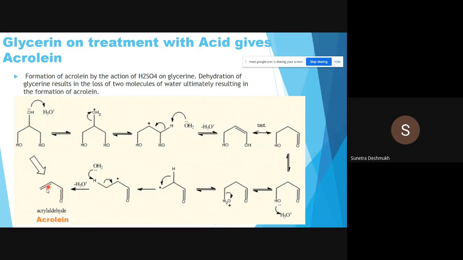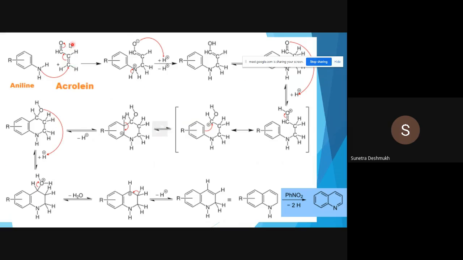Now we are going to utilize this acrylaldehyde to react with the aniline. Here I have taken acrolein, an alpha, beta unsaturated carbonyl, an alpha, beta unsaturated aldehyde, and we have to react it with the aniline. Now the lone pair present on the nitrogen atom adds via 1,4 addition to the carbon-carbon double bond of the alpha, beta unsaturated carbonyl, generating a positive charge, and a negative charge is generated on the oxygen atom.